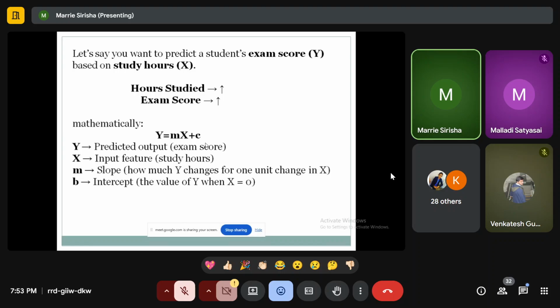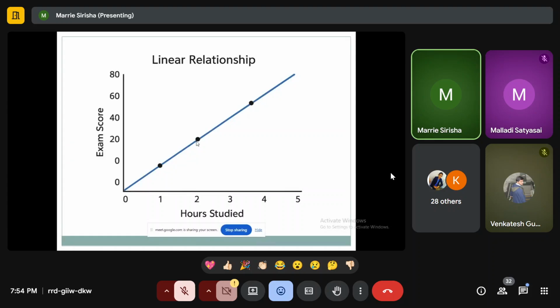And b is the intercept. Intercept is b. No, actually I have to take c here. Maybe it is a constant, maybe it is b or c. Doesn't matter, you can take anything. It is an intercept, a constant value. It is the value of y when the x value is 0, right? So this is how the linear relationship will work.